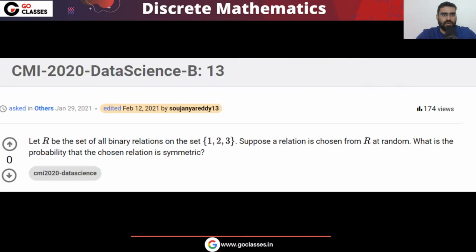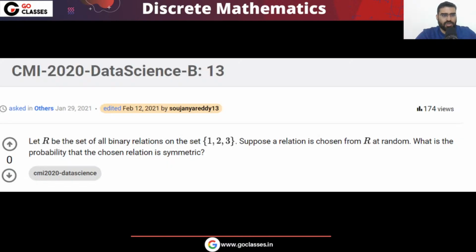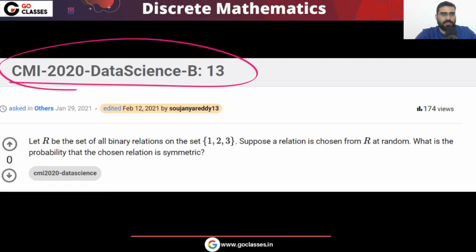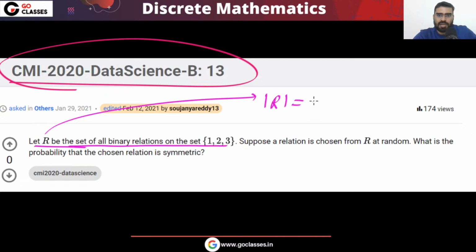Okay, let's move on now. Let's see this question. This is a CMI question, CMI 2020 data science B question number 13. R is the set of all binary relations. So first of all, what is the cardinality of R? The cardinality of R will be 2 power 9.